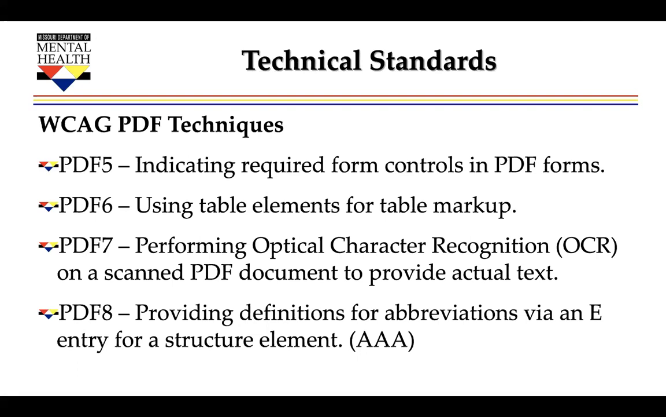Technique 8. Now, this is our first technique that's level AAA. And so, well, this is a best practice. It's not required for those of us who are state agencies. This is providing definitions for abbreviations via an E entry for a structure element. Basically, what this means is, typically when you use an abbreviation, the first time it's in the document, you spell out what it means, then you put that abbreviation in parentheses.